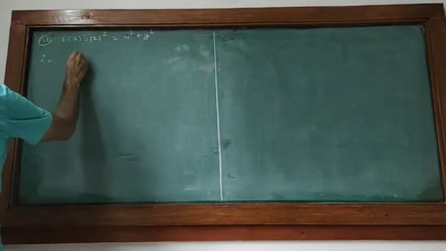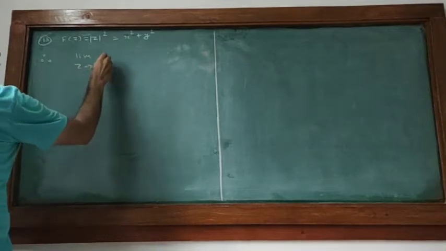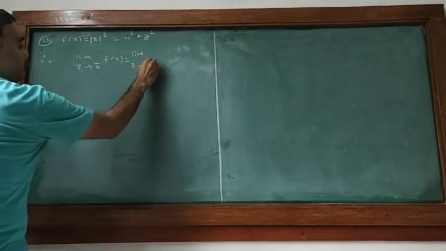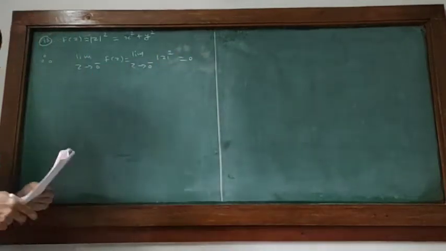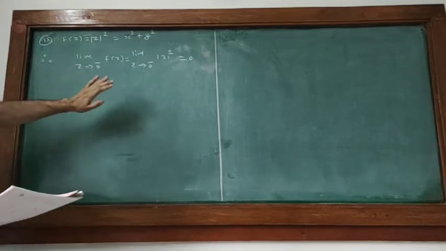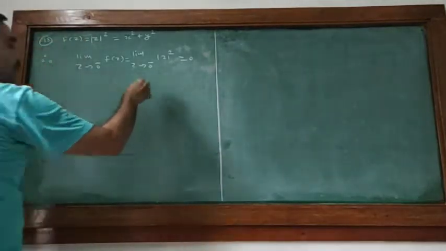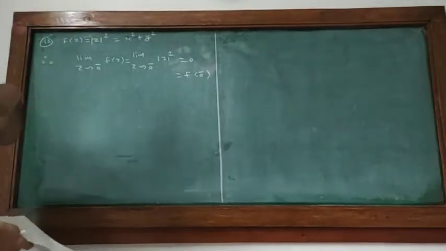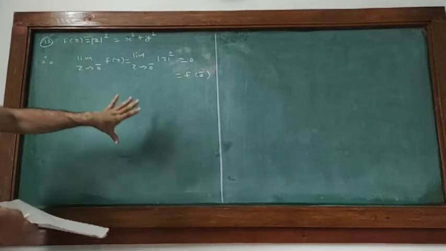To prove continuity, limit z tends to 0 of f(z) is limit z tends to 0 of mod z square, and obviously this value equals 0 all the way, and obviously this value equals f(0), and therefore this function is continuous everywhere. Now we wanted to prove that this function is differentiable only at origin.